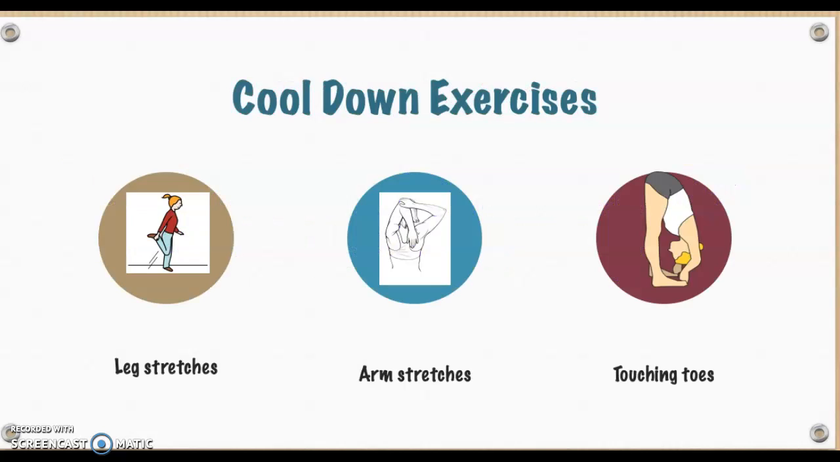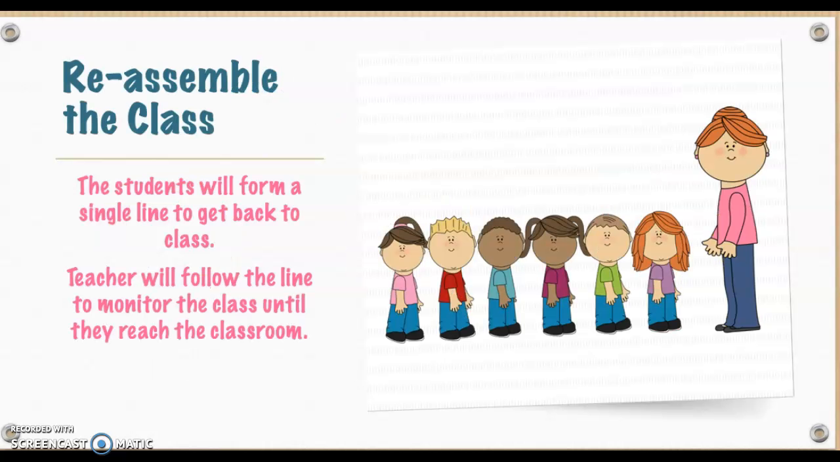The cool down exercises will be some leg stretches, arm stretches, and maybe some touching toes just to relax those muscles. Reassembling of the class is once again having the students in a single line so that the teacher can follow them back to the classroom.